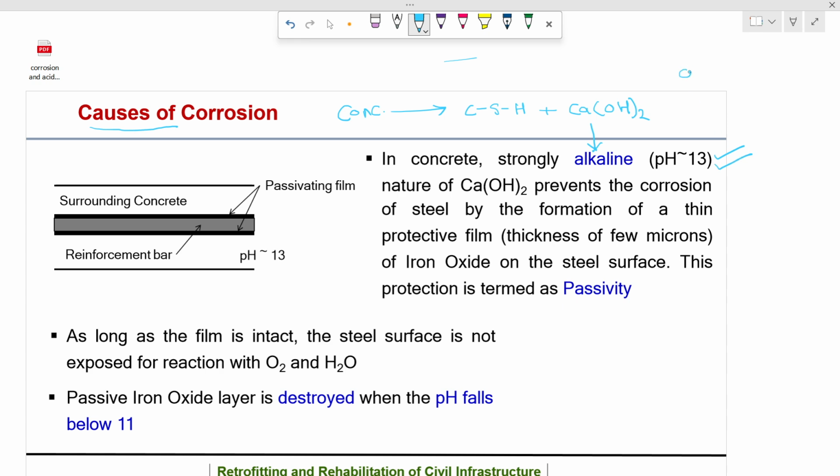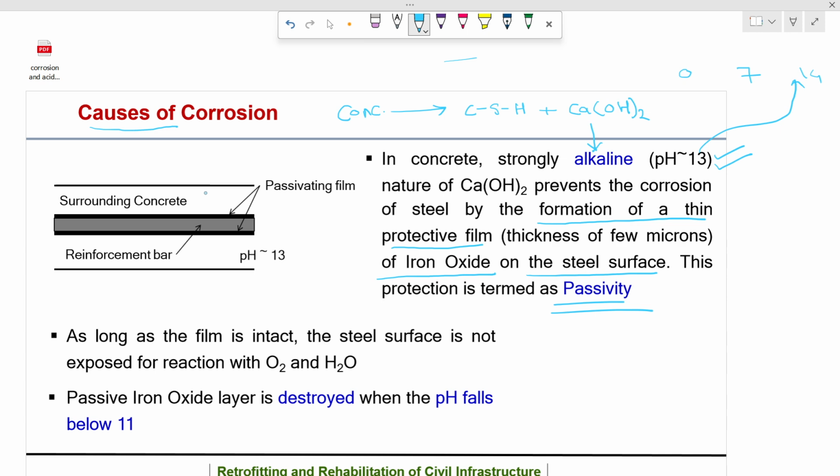We know that 0 to 7 is acidic and 7 to 14 is alkaline. So it is close to 13, which means it is very alkaline in nature, so it prevents the corrosion of steel. How does it prevent it? There is a formation of a thin protective film of iron oxide on the steel surface. So a protective layer gets formed, and we term this layer passivity.